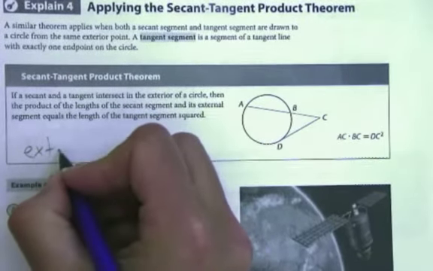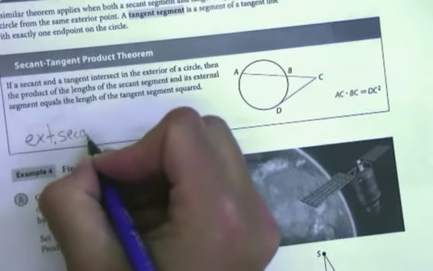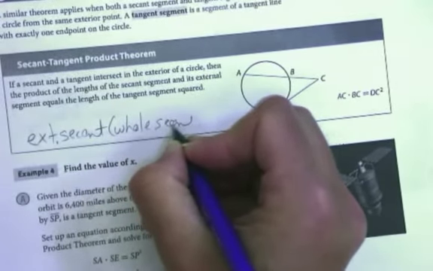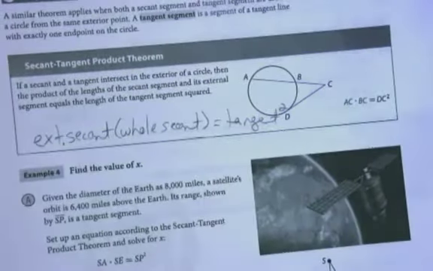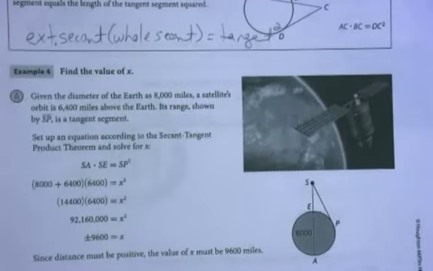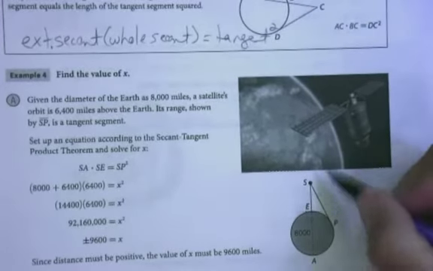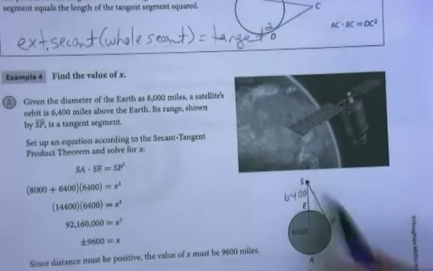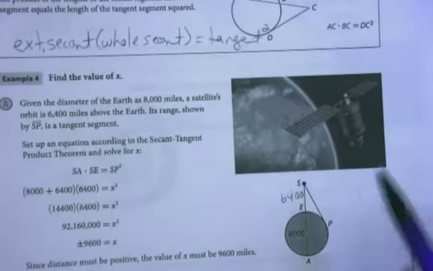External secant times whole secant equals tangent squared. In example 4, part A, we're looking at a satellite that is 6,400 miles above the Earth, and its range is given as the length SP. So we're going to set up an equation using the secant tangent product theorem.